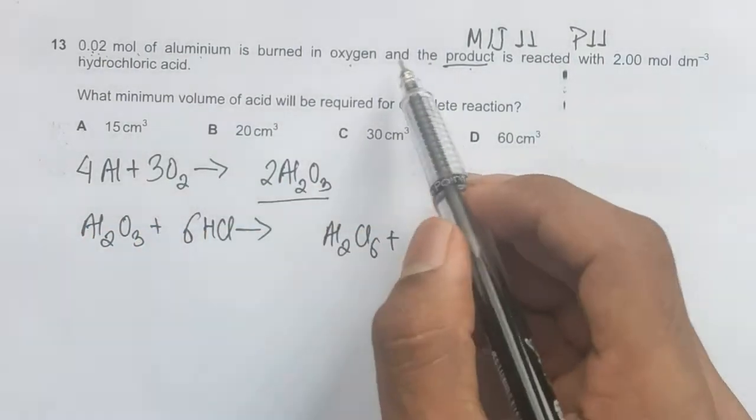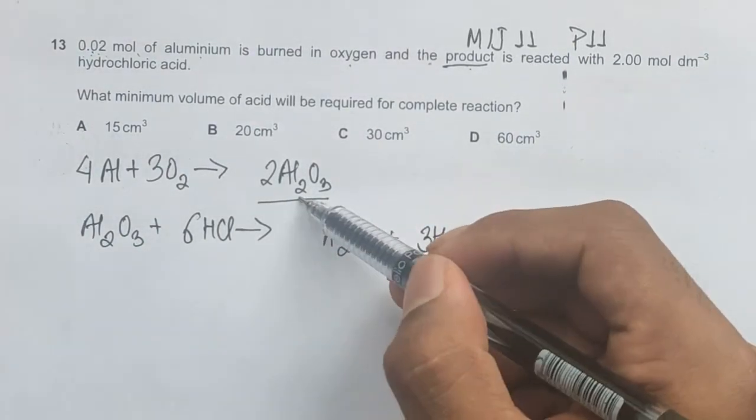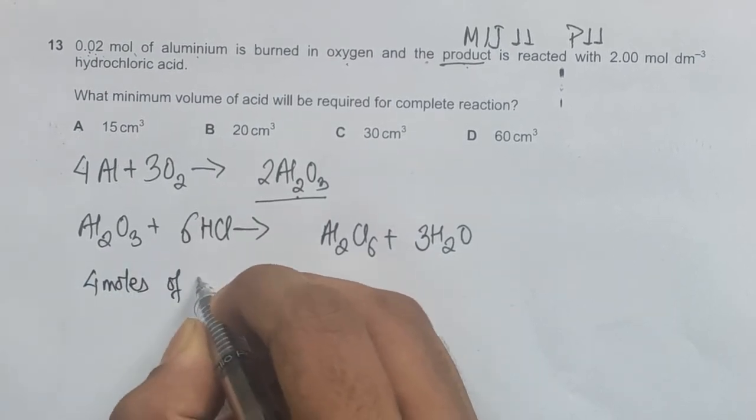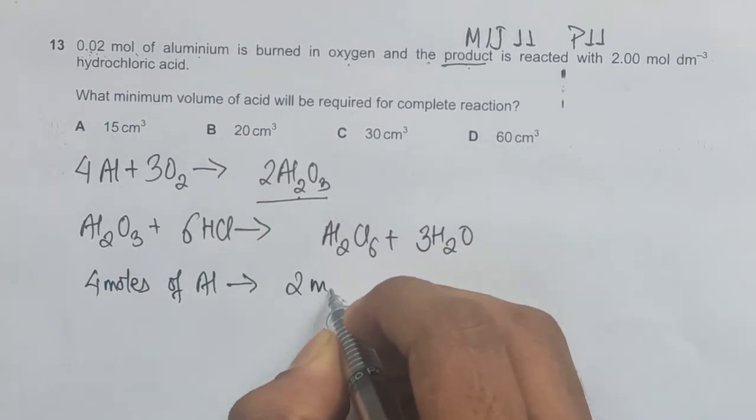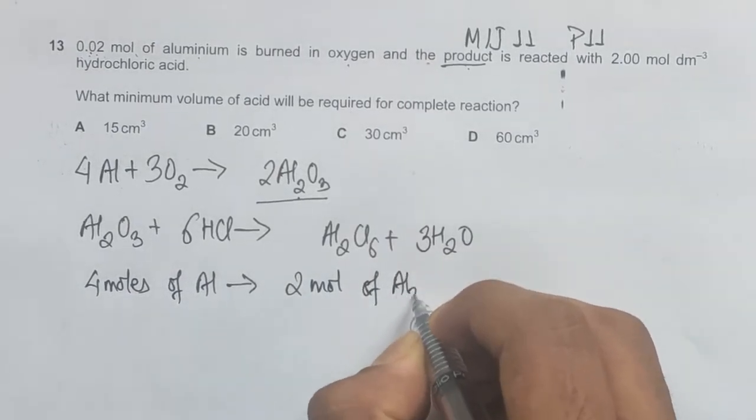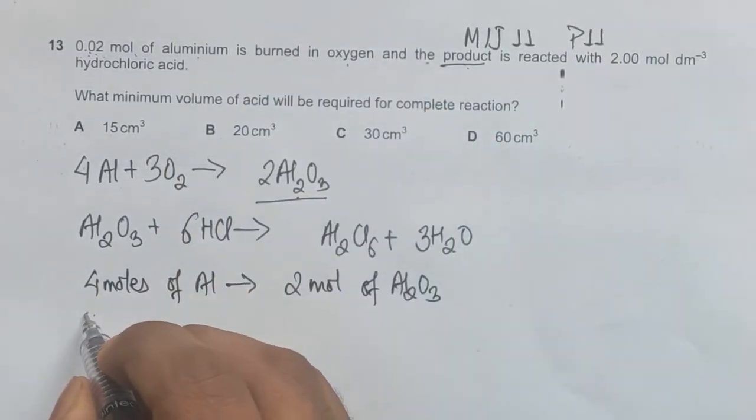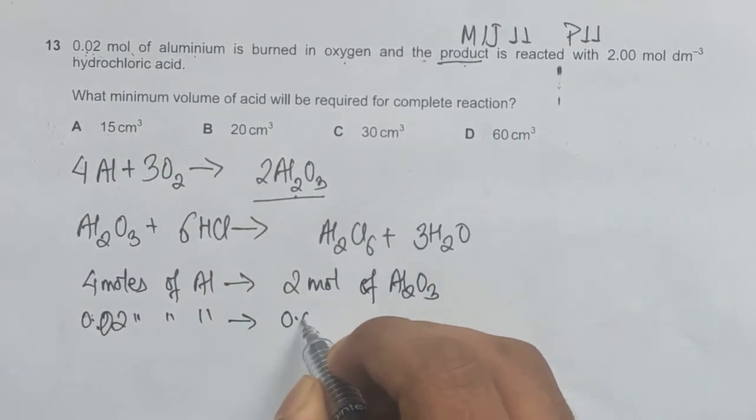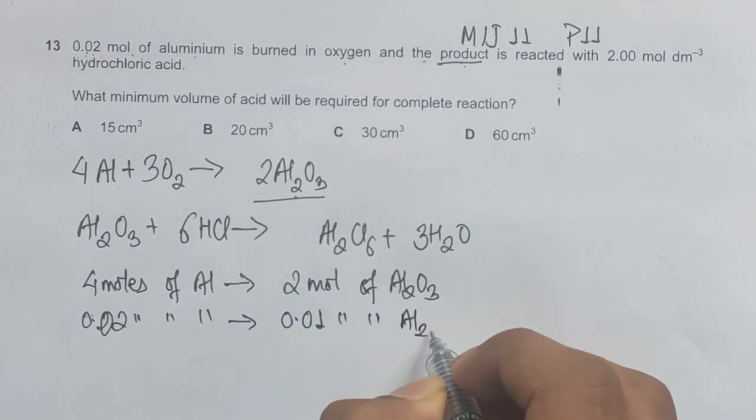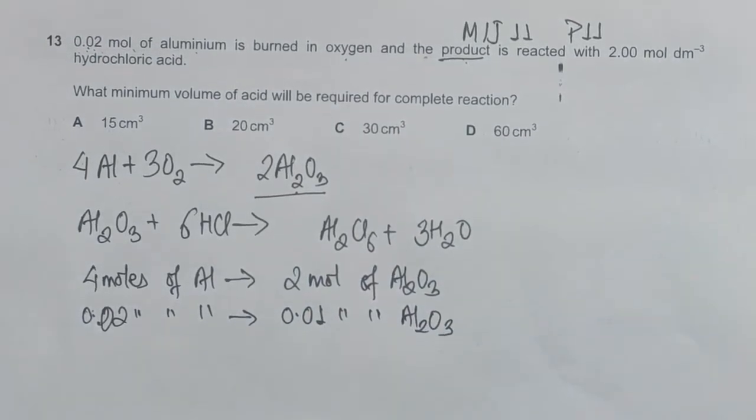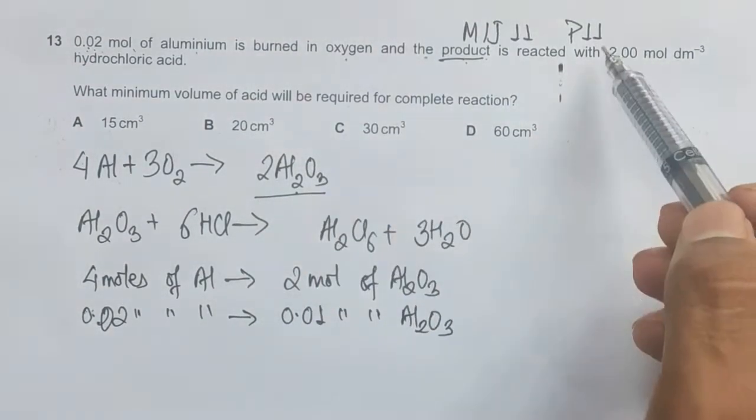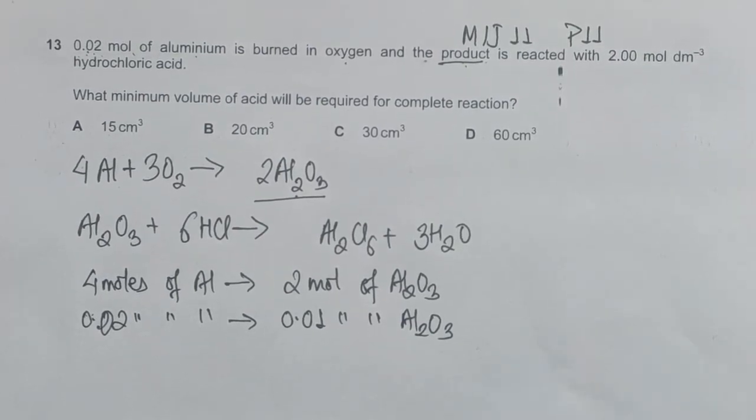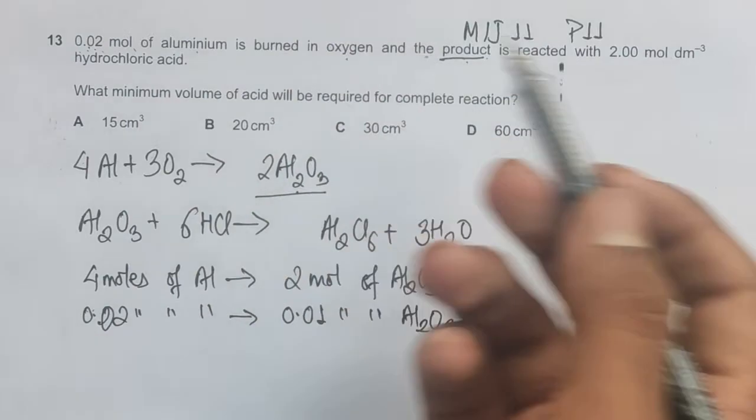Now going to the numbers, 0.02 mole of aluminium is burned in oxygen and the product. So we need to find out the moles of product. 4 moles of aluminium gives 2 moles of aluminium oxide. So 0.02 mole of aluminium should give us 0.01 mole of aluminium oxide. The question then states product is reacted with this concentration of hydrochloric acid. So now we need to find the moles of hydrochloric acid as well for the calculation of volume.